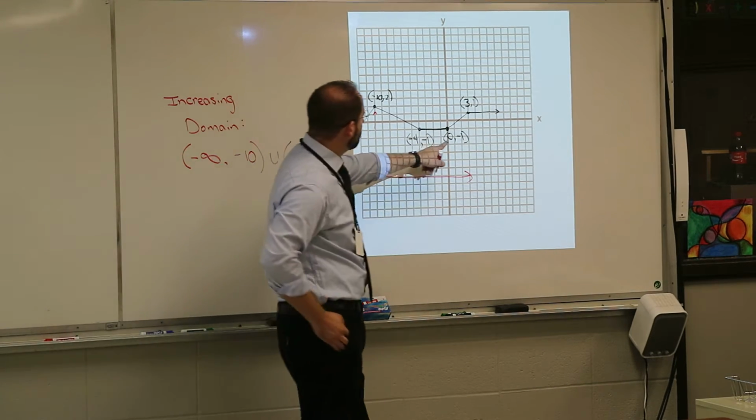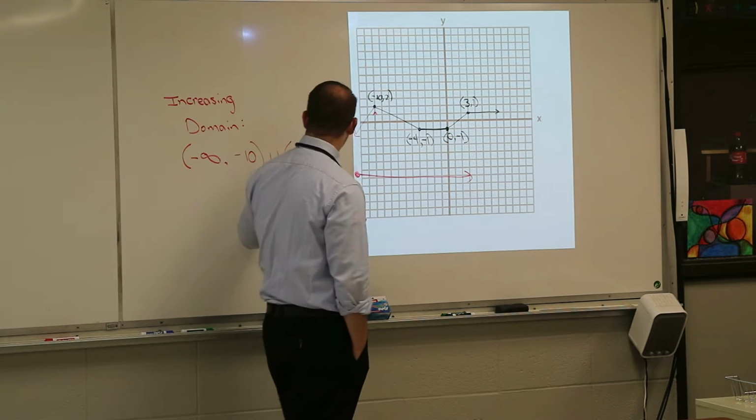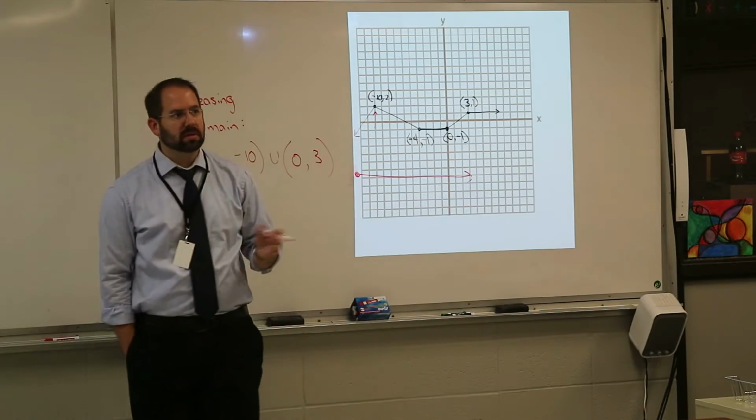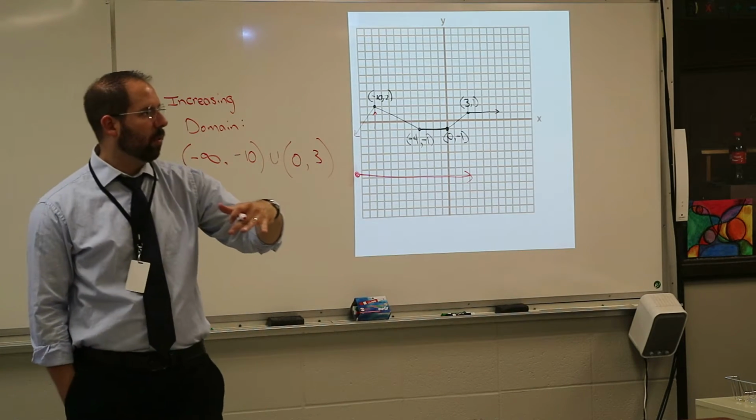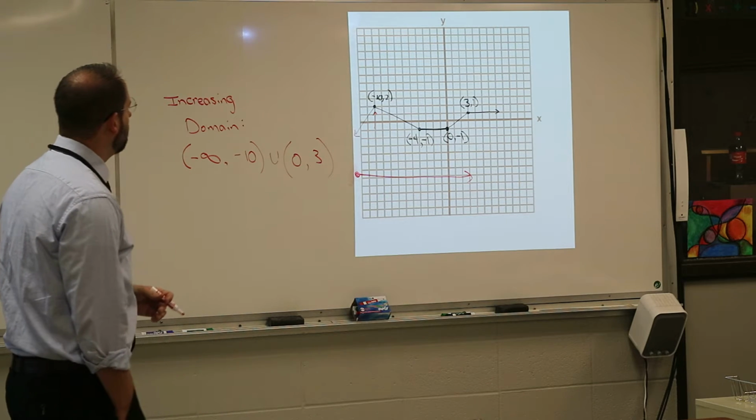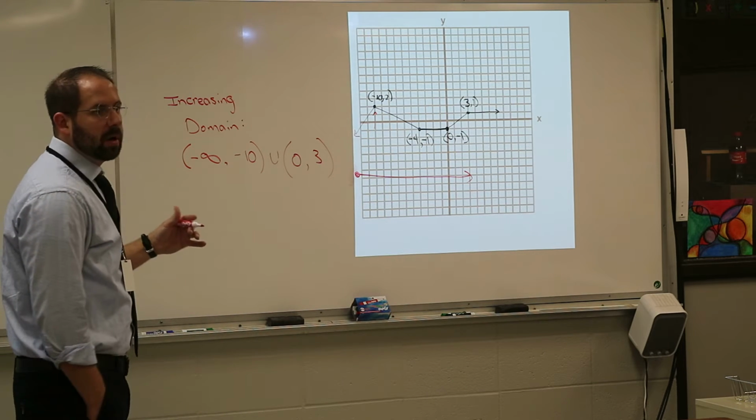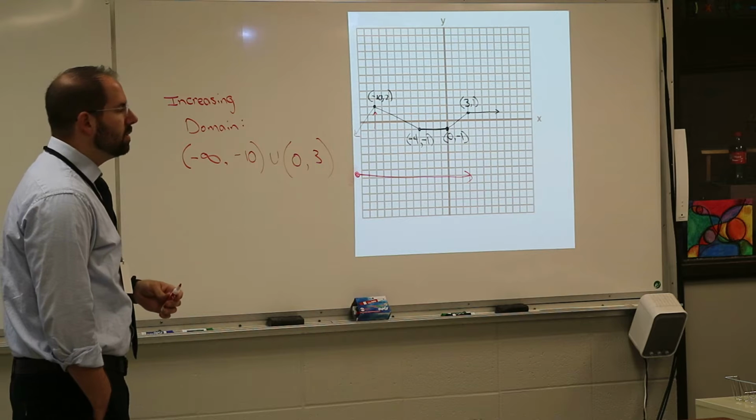So where did I start increasing? What was that at? 0? It starts increasing up to what number? 3. And again, we don't include it, because on the other side of 3, it stayed constant for a while. It wasn't increasing anymore. There's your domain where this function increases and decreases.